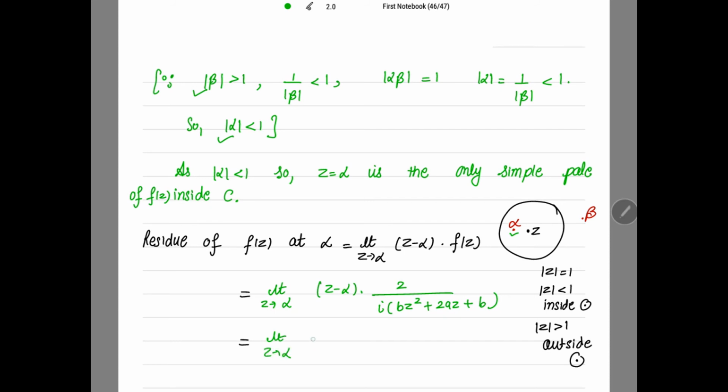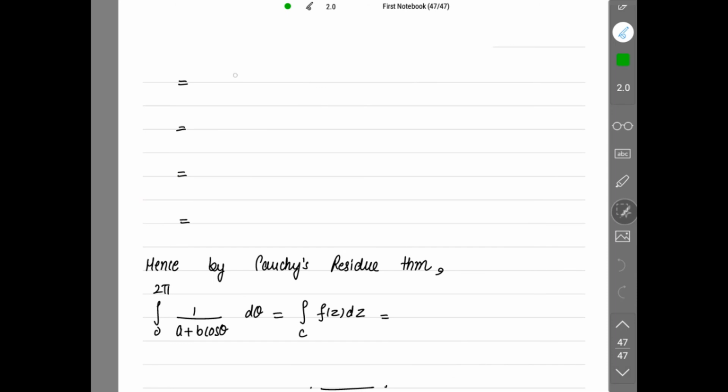limit z tends to alpha, (z minus alpha), it is equal to, taking b outside as a leading coefficient, so this is iota b, and this quadratic polynomial is changed into (z minus alpha)(z minus beta), because alpha and beta are the roots of this quadratic polynomial. And z minus alpha is cancelled out with z minus alpha. Okay, we are left with z minus beta. So this is equal to 2 over b iota limit z tends to alpha 1 over z minus beta, which is equal to 2 over b iota.